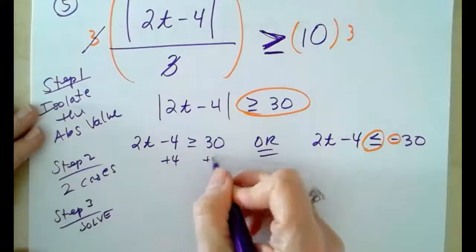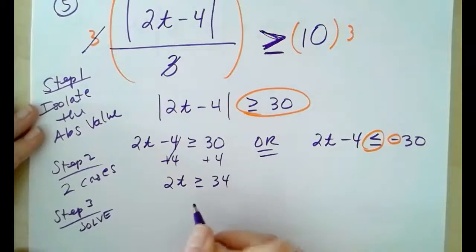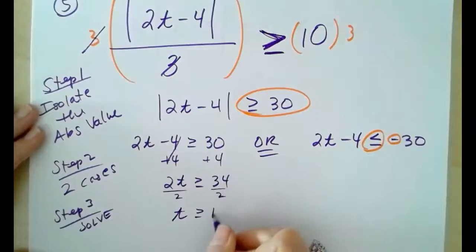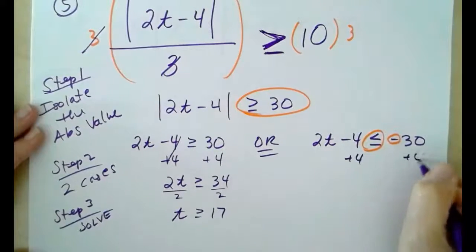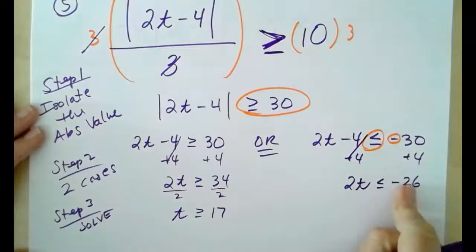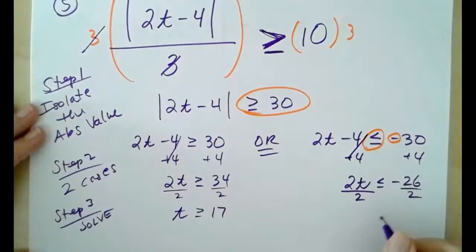So plus 4, 2t is greater than or equal to 34. Divide by 2, t is greater than or equal to 17. Or plus 4, 2t is less than or equal to negative 30 plus 4, which is negative 26. And it's perfectly fine for us to have a negative number on the top. Divide by 2, t is less than or equal to negative 13.